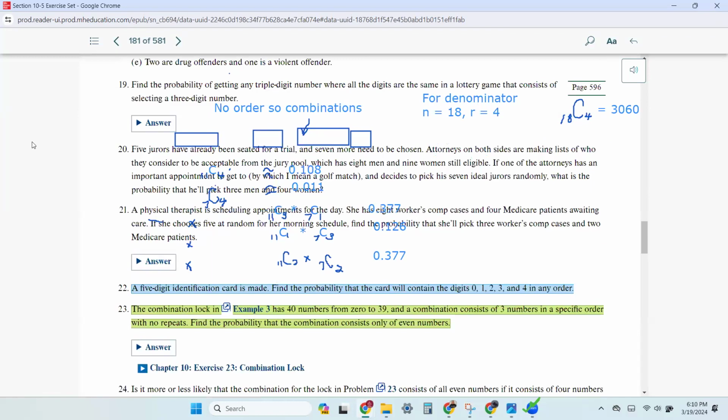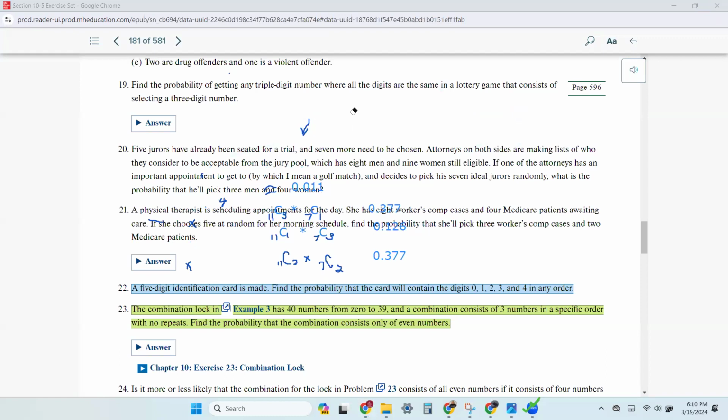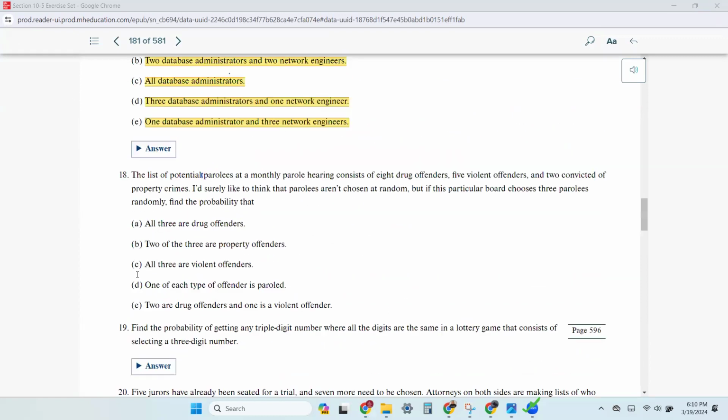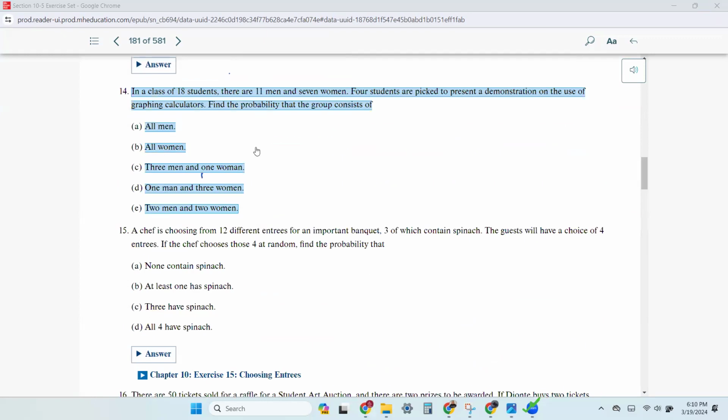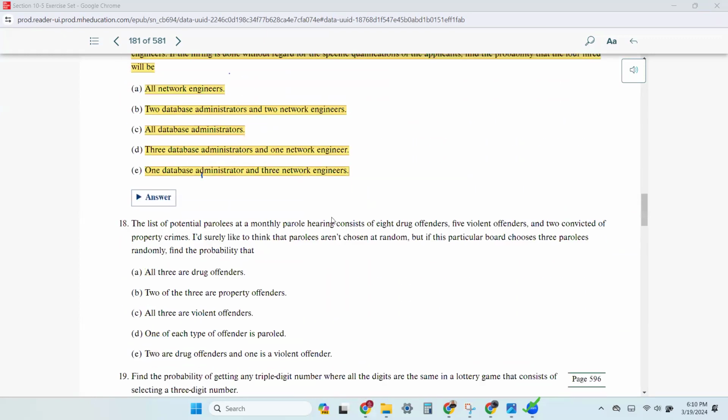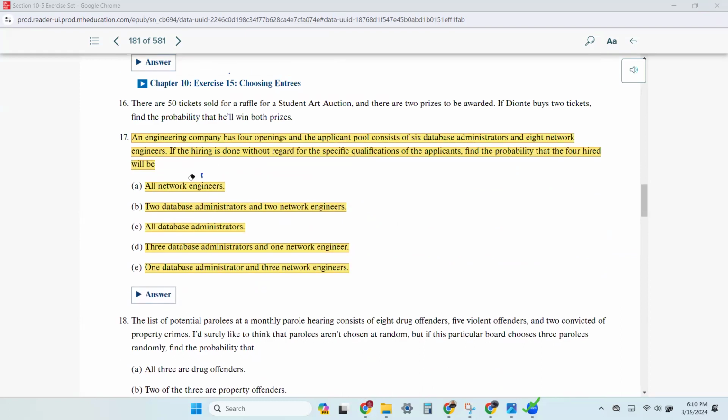All right, here's something else we could do, and it's slightly different. All of the ones up here, up through 18, which is the set we're working on, are combinations, because there's no order when we're talking about pulling out a group of people if we don't give them any specific distinctions or order. But look at this one.